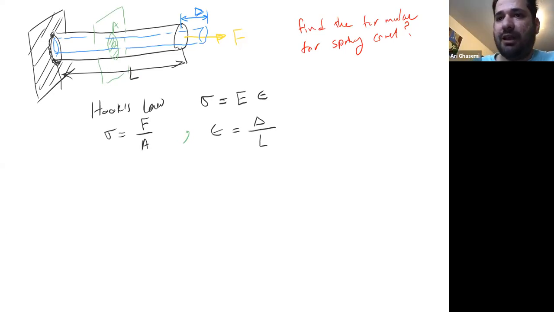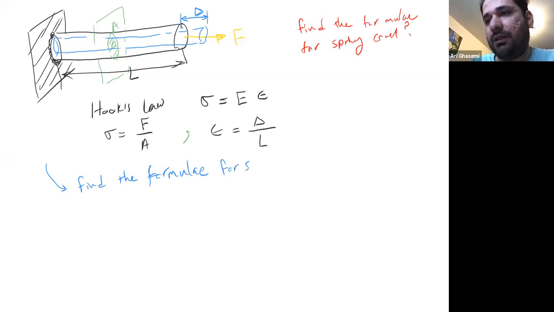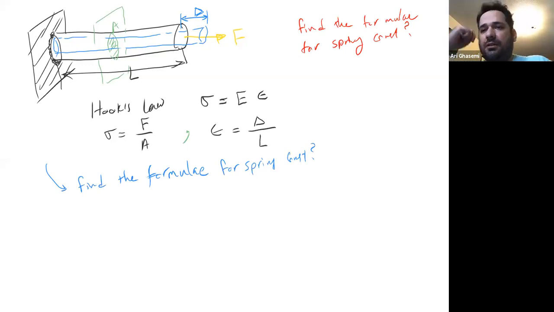Now, the question: find the formula for the spring constant. Right now, you have everything you need. Start working on it. The first person who finds this formula will get 1 bonus. So use this information.